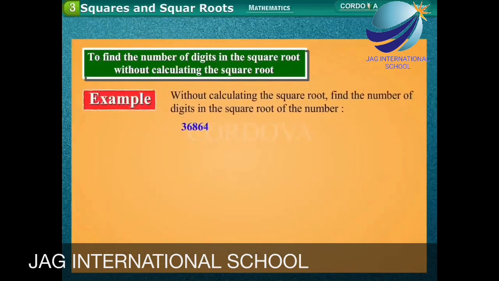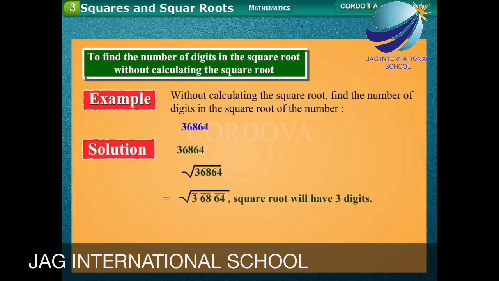Example: without calculating the square root, find the number of digits in the square root of the following numbers. 36864. Solution: the square root of 36864 will have 3 digits.